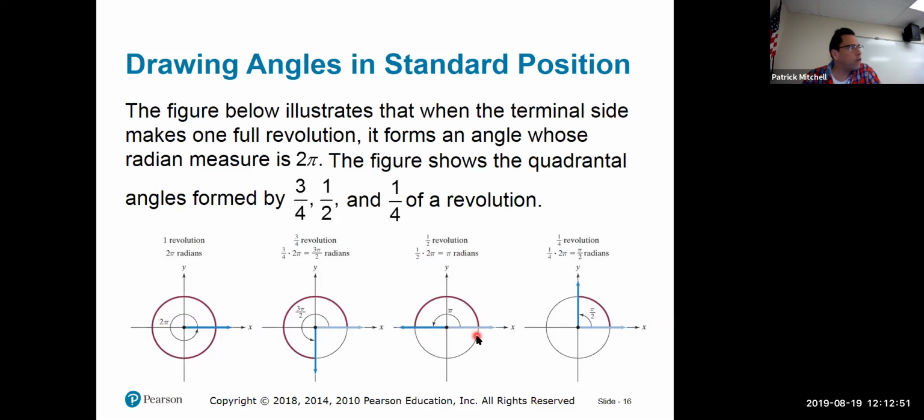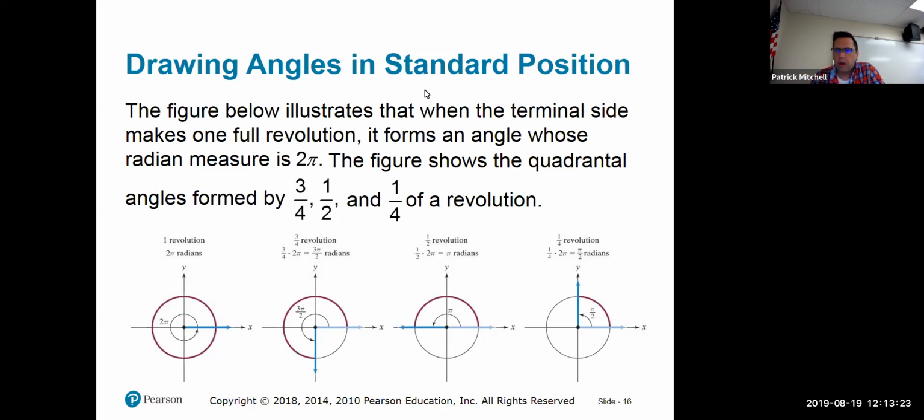Notice that corresponds to 180 degrees, and that's something we also mentioned earlier. If you do 1/4 of a revolution, that would be 1/4 times 2 pi, which is pi over 2 radians, corresponding to 90 degrees. And then 3/4 of a revolution, 3/4 times 2 pi, would be 3 pi over 2 radians, which corresponds with 270 degrees. Remember, those are your quadrantal angles.